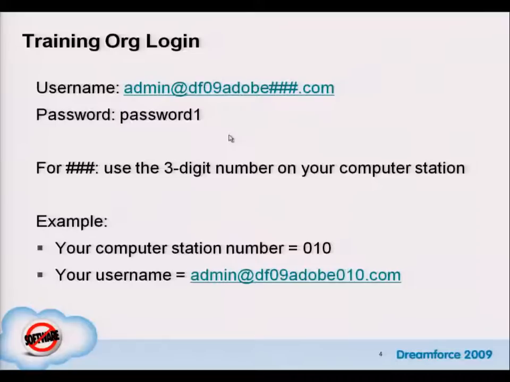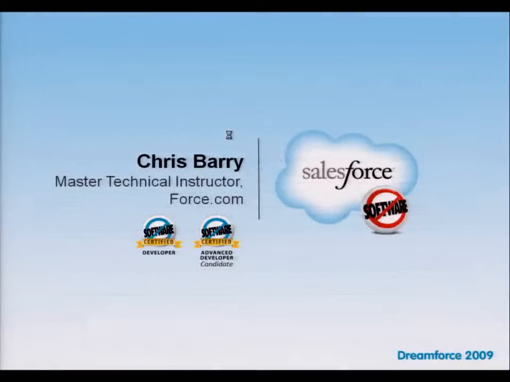Well, it looks like it is the top of the hour, so let's get going. Like I said, as you sit down, if you could log in to your org, it's admin at df09, Adobe, and then your unique three-digit number.com. The password is password 1. And let's jump back a little bit.